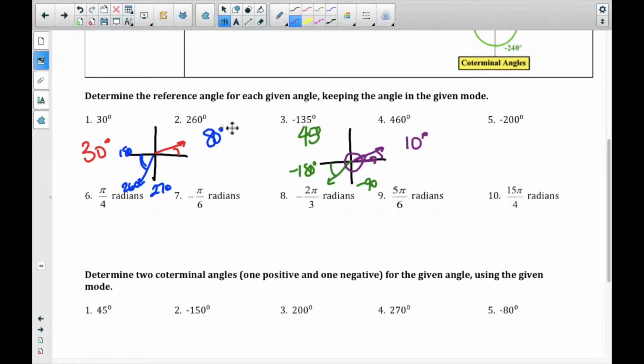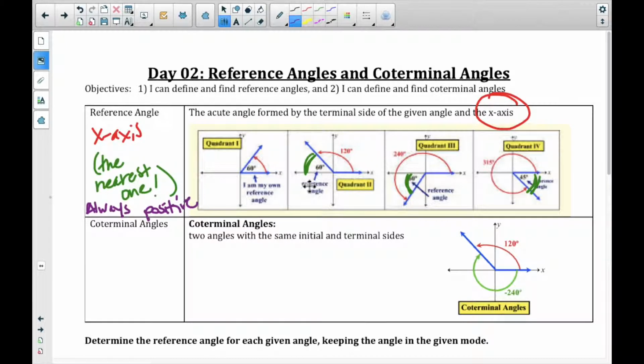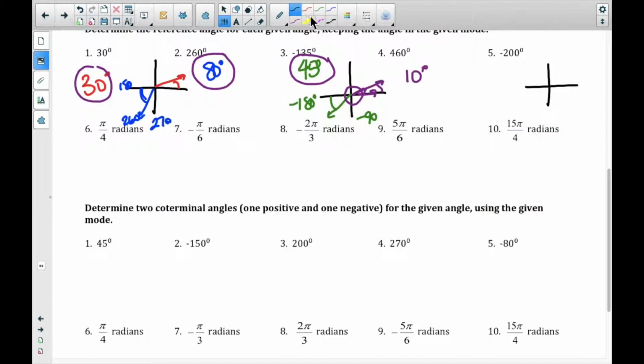Also notice that all of our reference angles are always positive. We might write that up at the top because it's really just an absolute value. We're just looking at how far away, and distance is absolute value, so that's just a positive number. You don't have to worry about left or right or up and down or whatever, clockwise, counterclockwise. It's just always positive. Okay, negative 200.